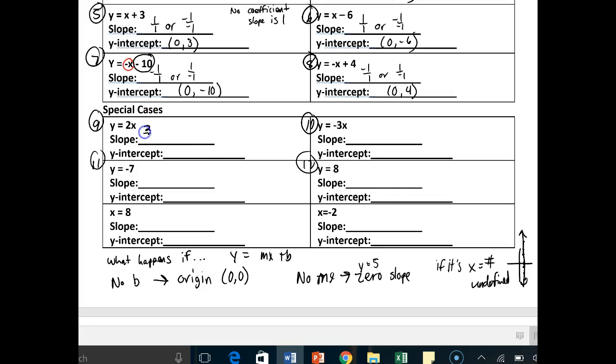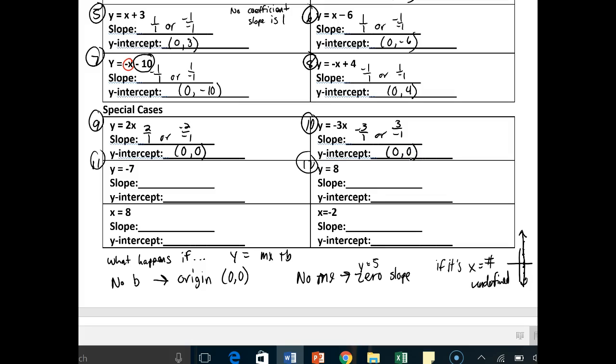So for number 9, the slope is easy. The slope is 2 over 1 or negative 2 over negative 1. And the y-intercept, since it's not there, right, y equals mx, I see the mx part, but I don't see the plus b or the minus b part. Then the y-intercept is 0, 0, the origin. If it's not there, it's the origin. If it's not there, it's 0. So the slope for number 10 is negative 3 over 1 or 3 over negative 1. And again, the y-intercept is not there, so it's 0, 0.